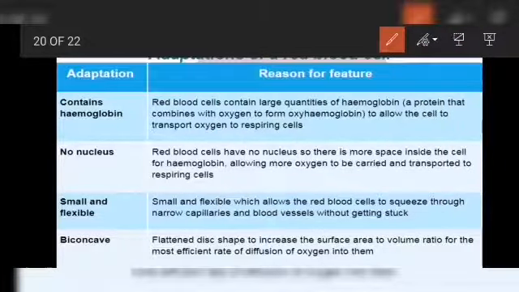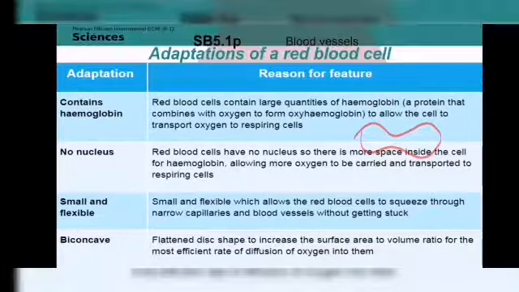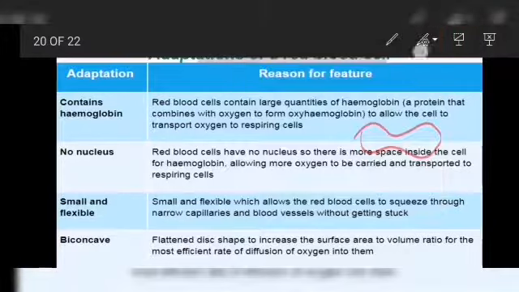This is a red blood cell. Inside the red blood cell there is hemoglobin. This hemoglobin combines with oxygen to form oxyhemoglobin, and when the red blood cell reaches the cells, the hemoglobin unloads oxygen.